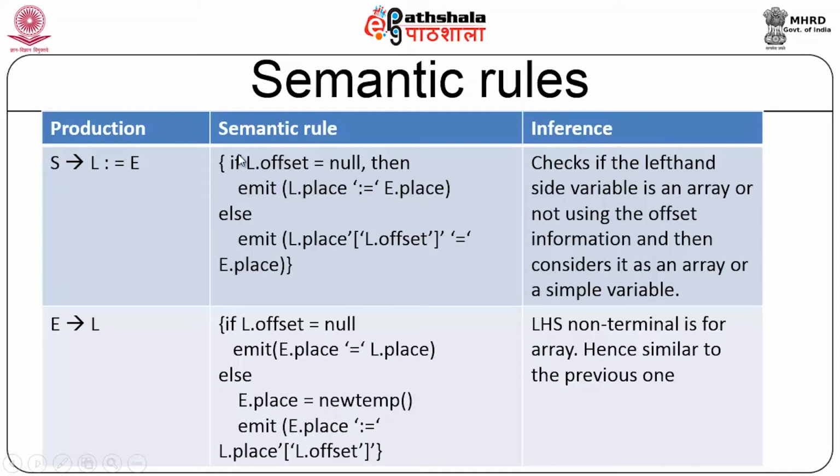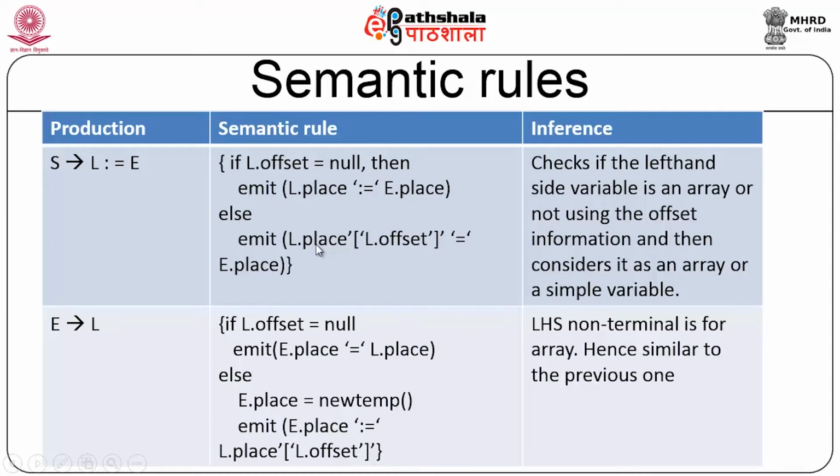Now, what am I checking here? If L dot offset is equal to null, because we already said L is an array variable, and this L also produces ID, a simple ID, or it could be an array itself. So, if its offset is null, which means that L refers to a simple variable or simple identifier only. In that case, you have to emit L dot place is equal to E dot place. On the other hand, if L has an offset which is being computed, then you emit L dot place of L dot offset is equal to E dot place. So this is a 3 address code which is being generated.